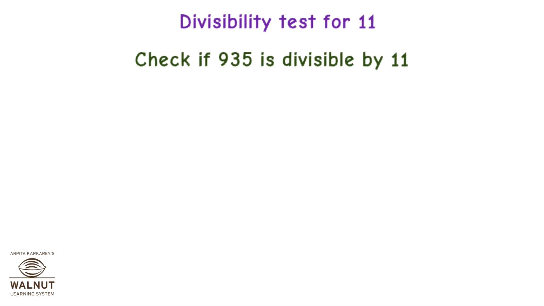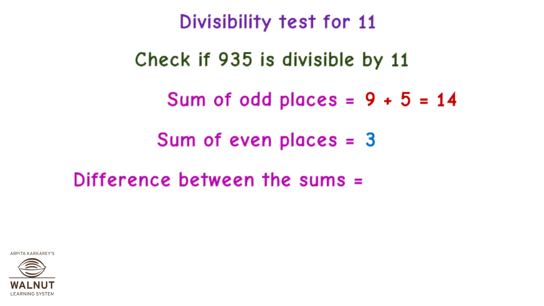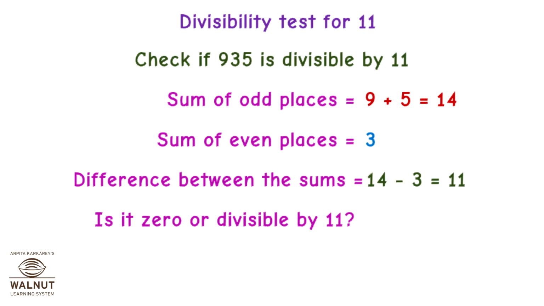Check if 935 is divisible by 11. Sum of odd places is equal to 9 plus 5 is equal to 14. Sum of even places is equal to 3. Difference between the sums is equal to 14 minus 3 is equal to 11. Is it 0 or divisible by 11? Yes. Is 935 divisible by 11? Yes.